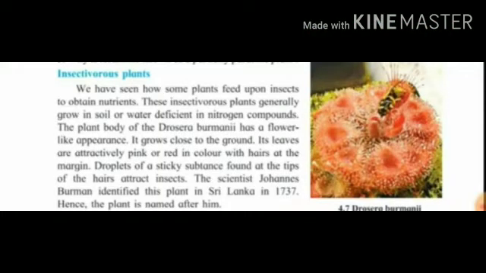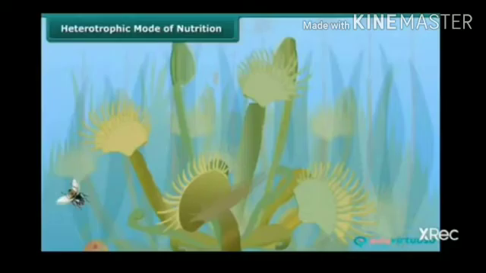Now, next is insectivorous plants. Insectivorous plants feed upon insects to obtain nutrients. Such plants generally grow in soil or water that is deficient in nitrogen compounds. For example, Drosera plant, Venus flytrap, etc.